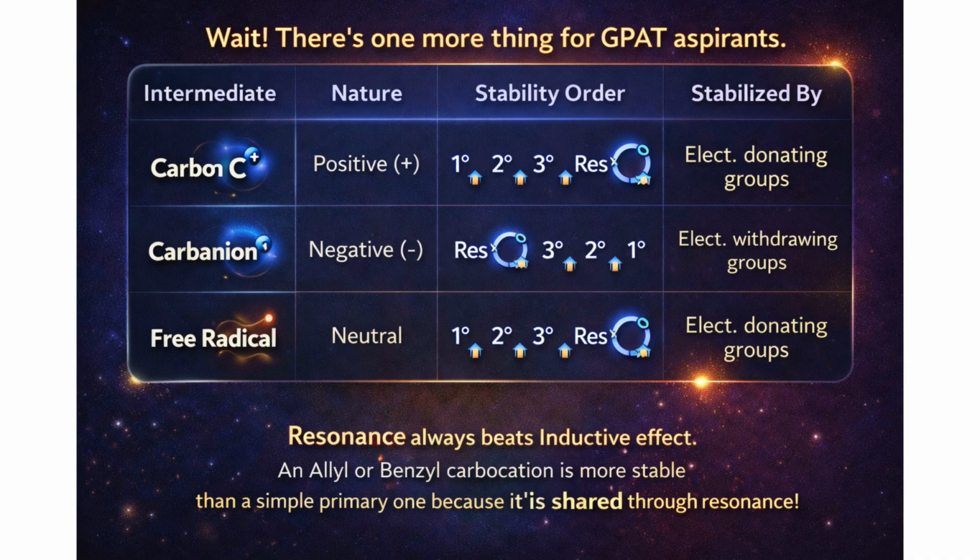So, when you're ranking stability in your exam, always check for resonance first. Whether it's a positive, negative, or neutral intermediate, if it can resonate, it's going to be much more stable than one relying only on inductive pushing or pulling. Keep this chart in mind. Resonance is the ultimate stabilizer.